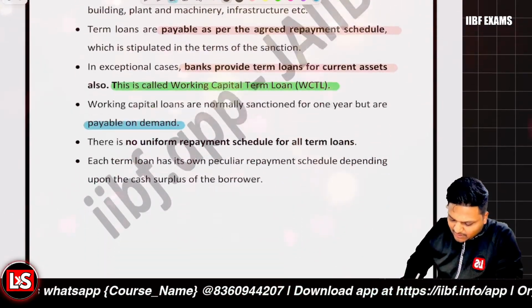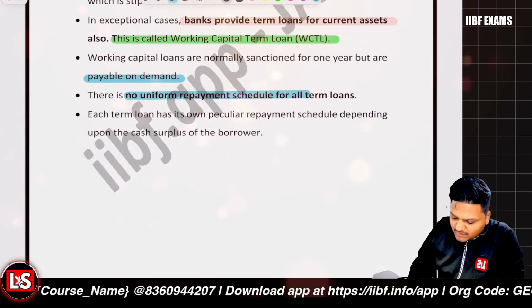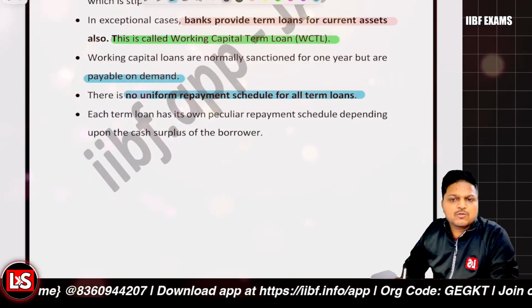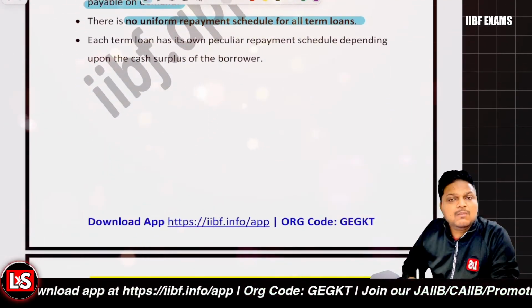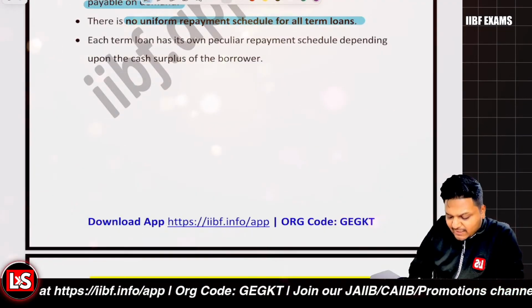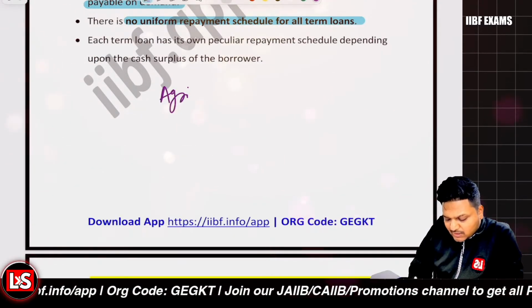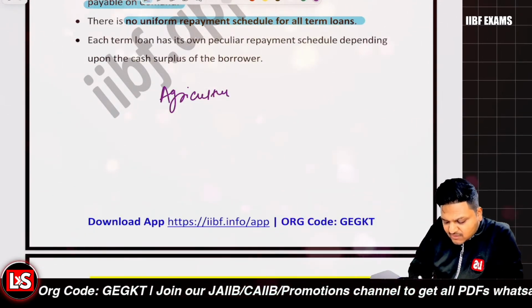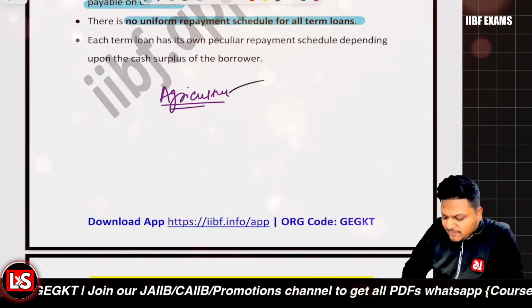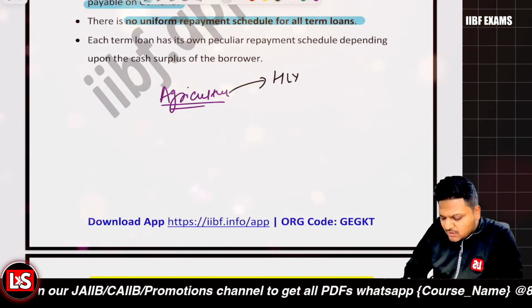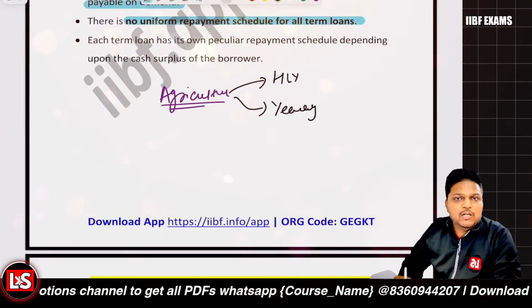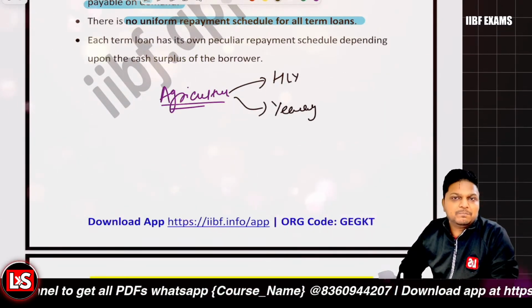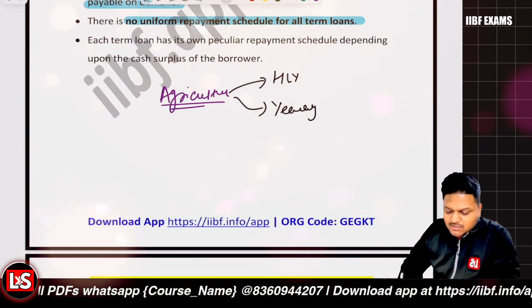There is no uniform repayment schedule for all term loans. It's not the same case. For some term loans, let's say if it's given for agriculture purposes, the repayment could be on a half yearly basis, or it could be on a yearly basis. But if you have sanctioned a retail loan, it could be on a monthly basis or something.